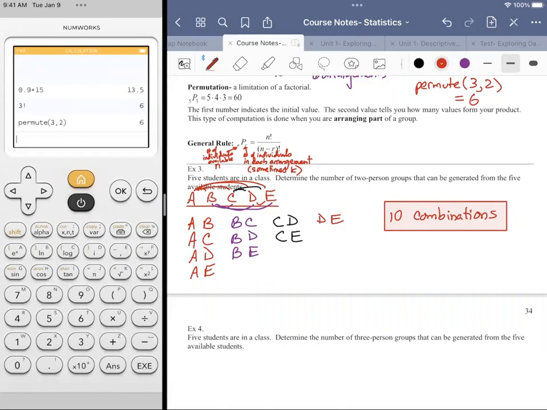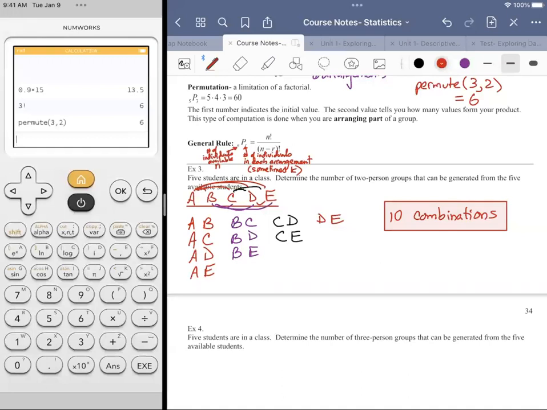I have a question. Yeah, sure. Sorry to interrupt, but what about DB? DB is the same as BD. Oh, okay. So you wouldn't put that? Right, because it's already been accounted for. Good question.